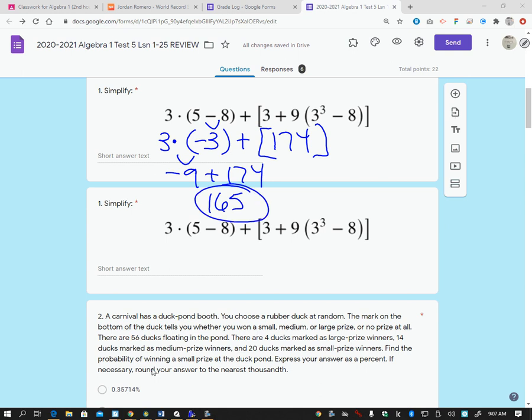Good. So on something like this, let's say on the test, you saw the same question twice. I just put the same answer twice, 165, 165.